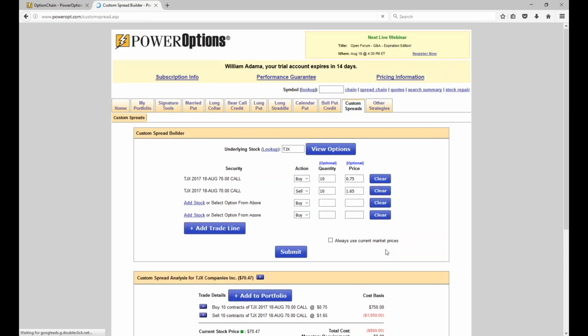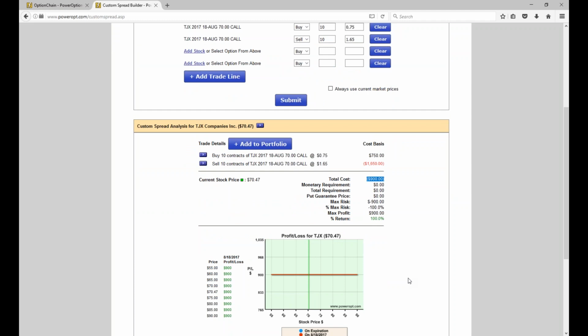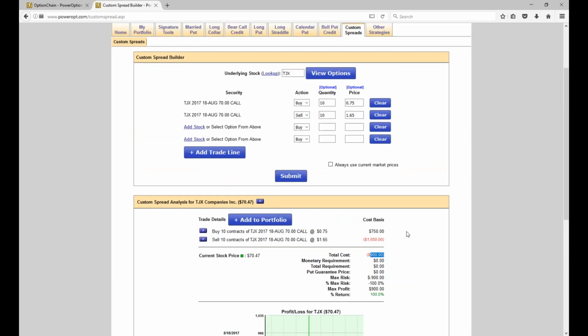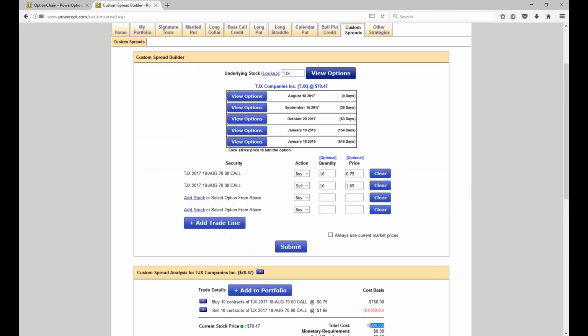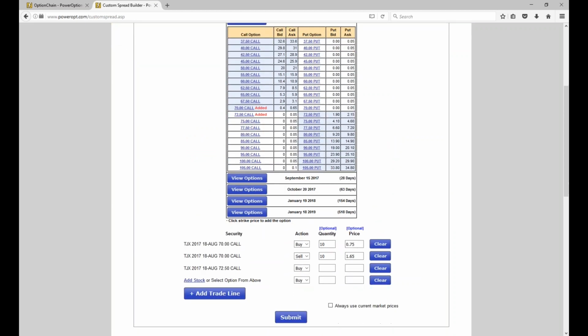Okay, so now we've got a profit of $900 on the position. $750 invested, got $1,650 back, so we made $900 profit off of $750. Great return for a 2-day trade. But now, what if I just went ahead and bought on that same day 10 of the 72.50 calls? Whoa, for 15 cents. So I rolled up the calls.